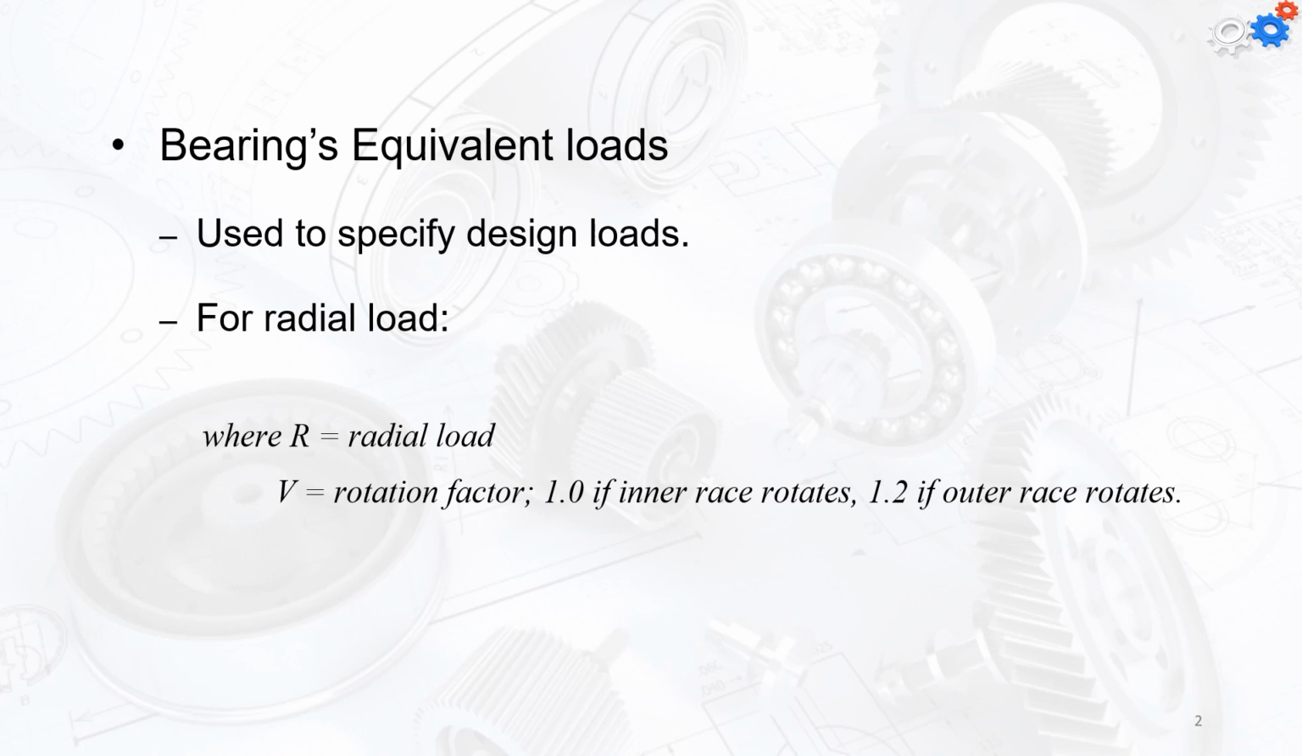For radial load, we can use the equation that says P is equal to V multiplied by R, where R is the radial load and V is the rotation factor, which is equal to 1 for the inner race if the inner race rotates, or 1.2 if the outer race rotates.